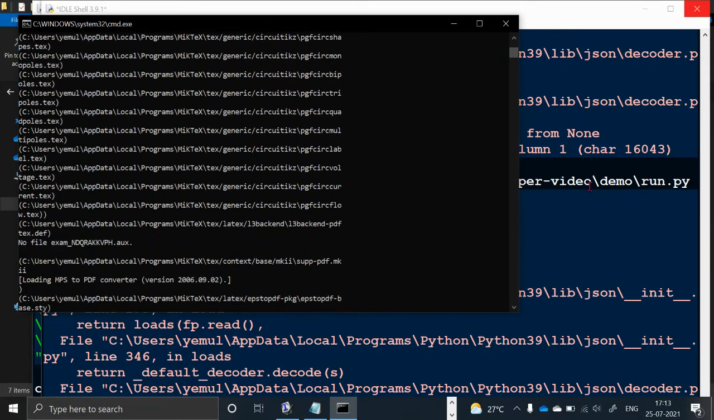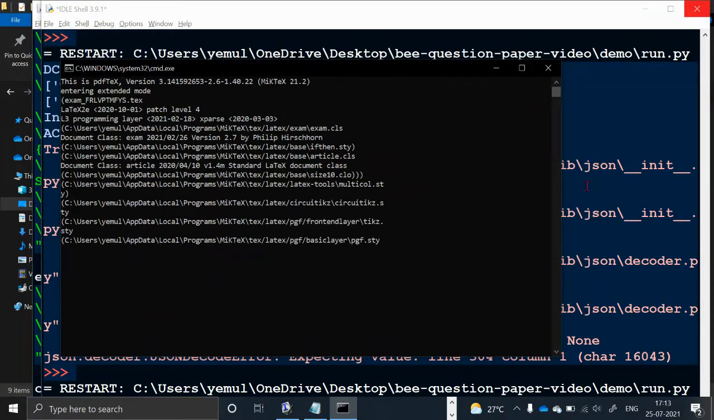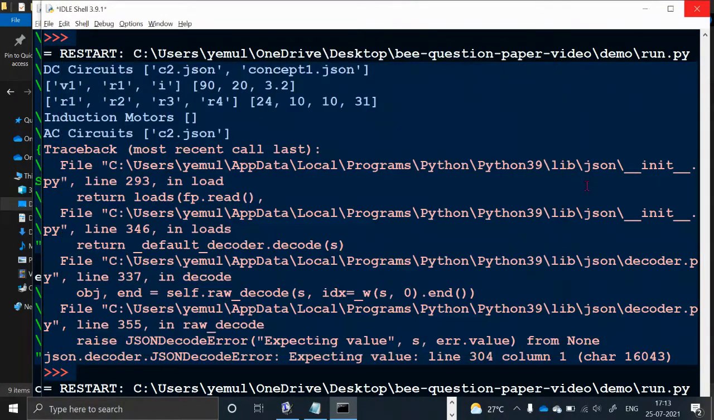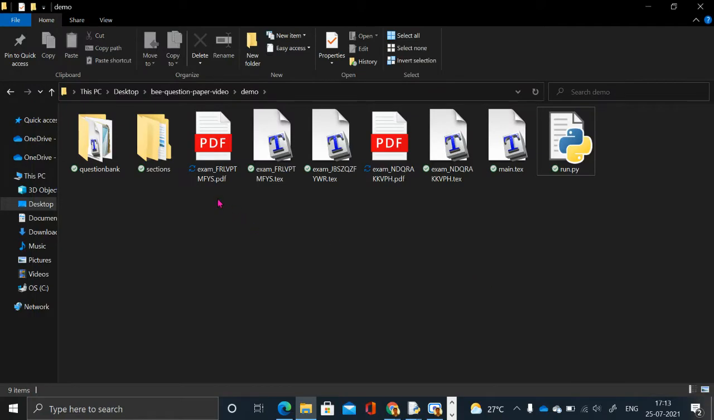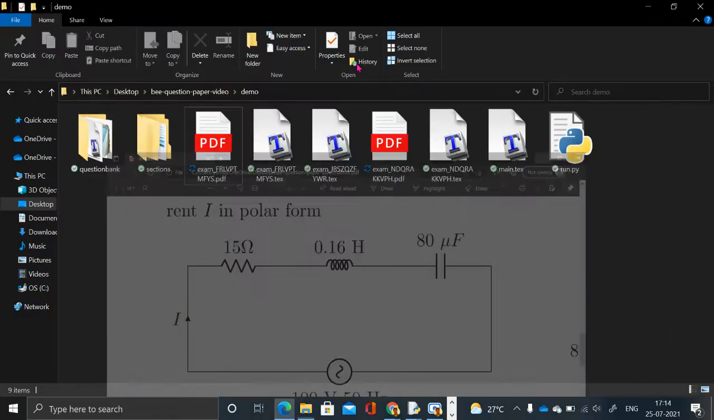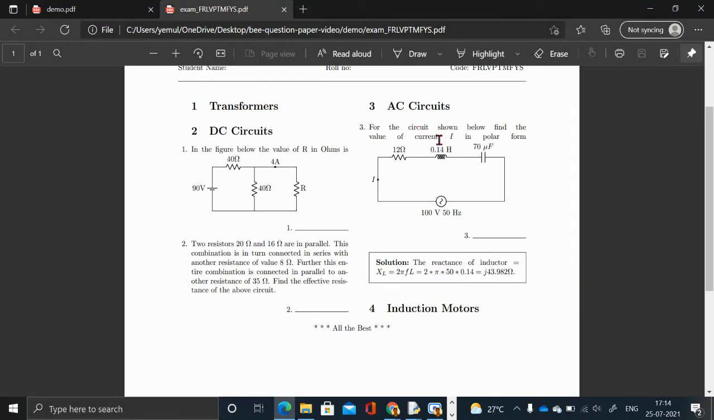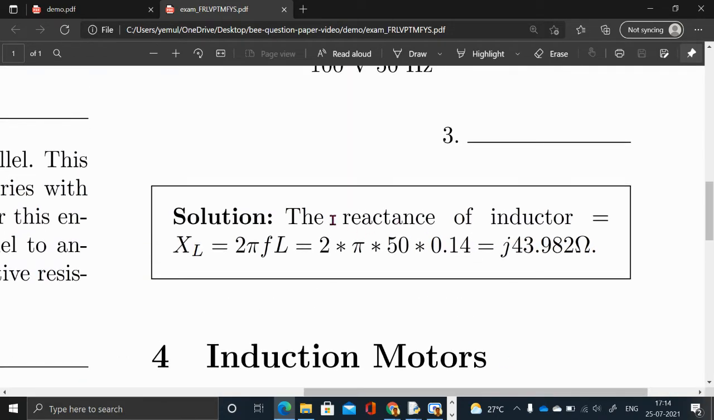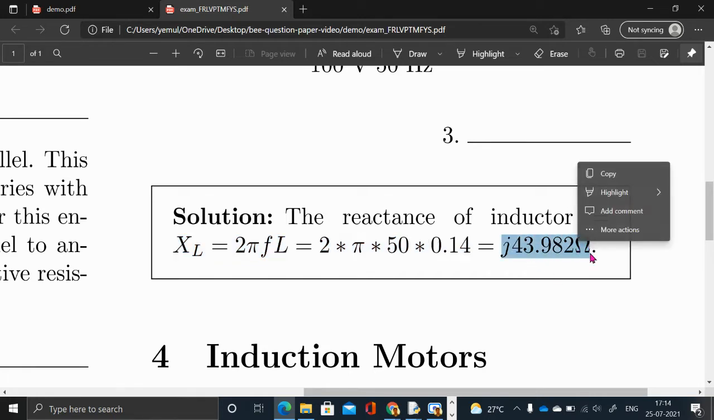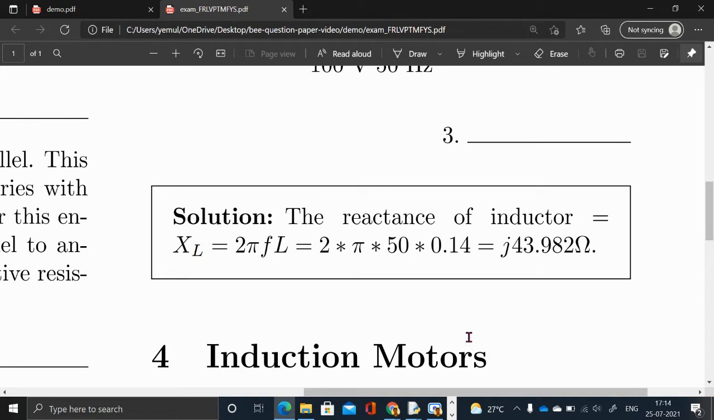Good, so it looks like it's running. Second time also it is running, so two exam papers might have been created. Let's see. So here is the thing. Now automatically under the question there is a solution box which got created, and inside the solution box the solution started. The reactance of the inductor, XL, equals j43.982 ohms.